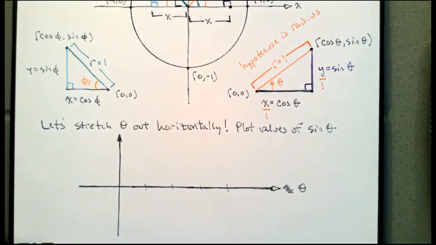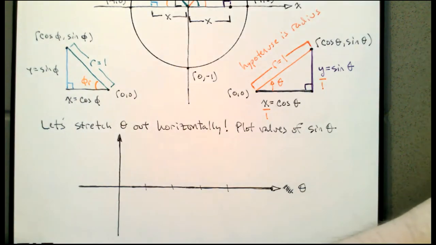I just did marks at 2. I don't want marks at 2. I want marks at 3. I'm going to need a longer axis.